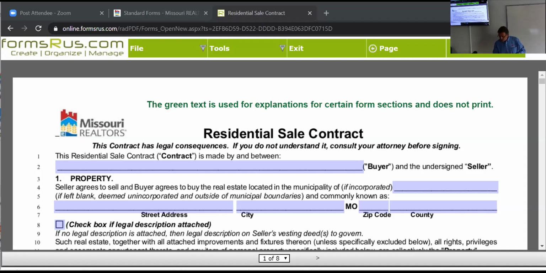And then of course the zip code and the county, and the county is important. This is one that gets left off, and we have to go back in a lot of times in compliance and get that put back in, but make sure you get that correct.